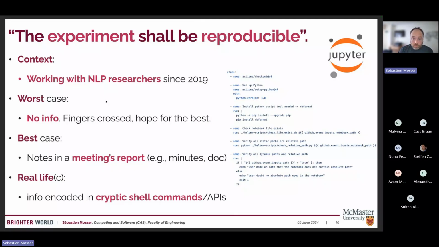So we can take a very simple requirement: I'm a data scientist, I'm working with a Jupyter notebook, which we'll see later, but it's a way to code your experiment. And I want my experiment to be reproducible. So I have this requirement: the experiment shall be reproducible. I've been working with NLP researchers since 2019, and by observing them, what you can see is that the experiment might be reproducible, and the worst case is just hacked together with fingers crossed, hoping for the best. Best case, 90% of the time, what they're doing is actually reproducible.